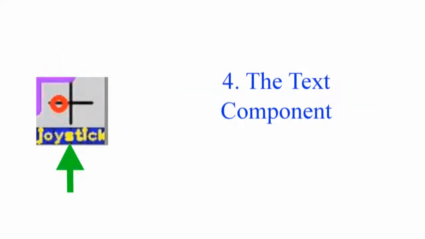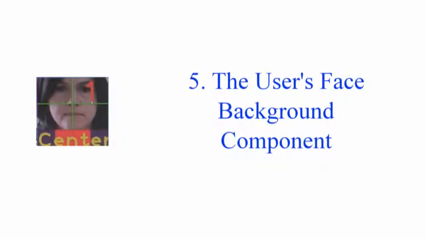Fourth is the text component, and it's found at the bottom of the Nouse cursor. This component provides feedback to the user with respect to which action or mode is active for the Nouse cursor. The feedback is provided using words, for example, joystick, and color changes, for example, blue to yellow. Fifth, there's the user's face background component. In the background of the Nouse cursor is the video feed of the user's face. The user can see their face and more specifically where their nose is located.